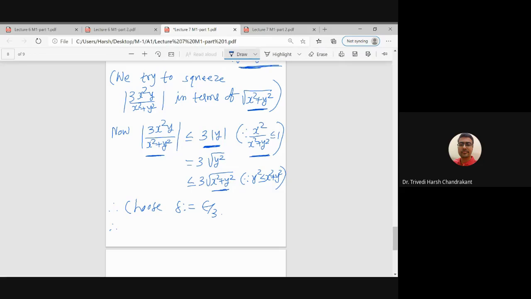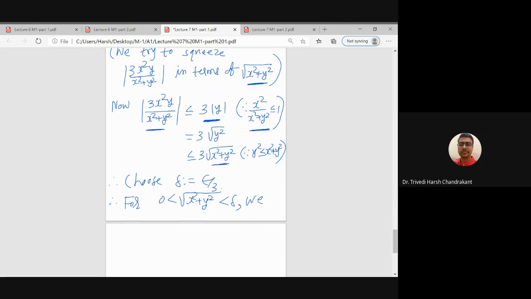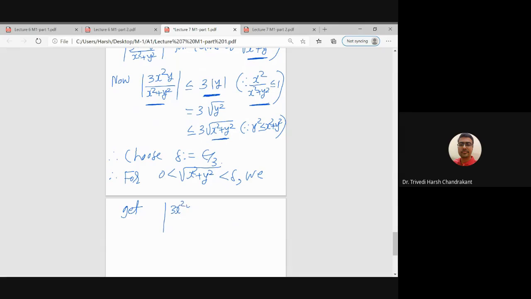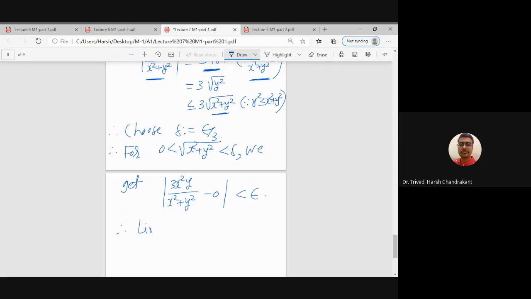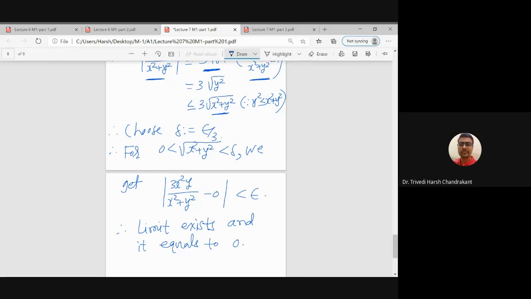So therefore what we get finally is that for 0 less than x square plus y square less than delta, 3x square y divided by x square plus y square is less than epsilon. So therefore the limit exists, and it equals 0 in this case.